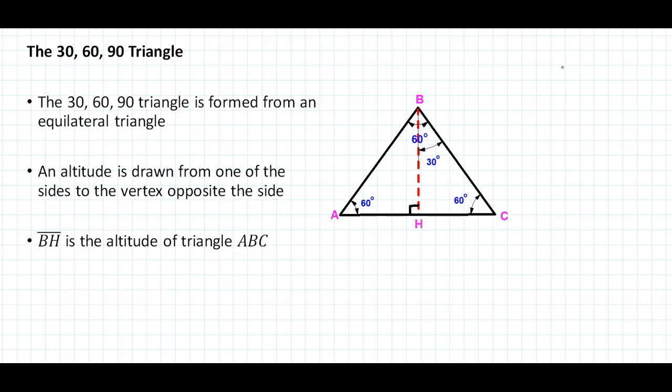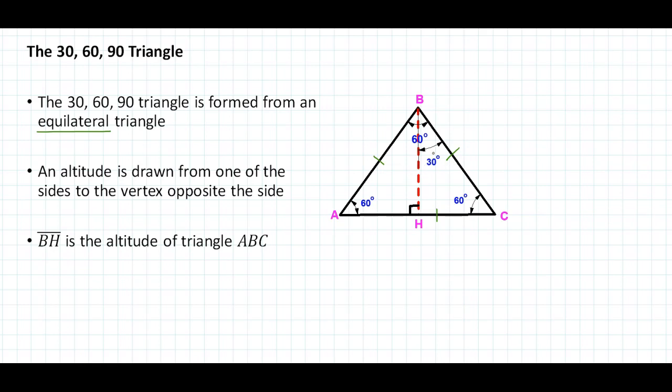So the 30, 60, 90 triangle is formed from an equilateral triangle. An equilateral triangle is a triangle that has equal angles and equal sides. So if you look at the triangle ABC on the right hand side here, you can see that the angles are 60 degrees each. So that indicates that all the sides are going to be equal, which we indicate with this straight line cutting through the line.